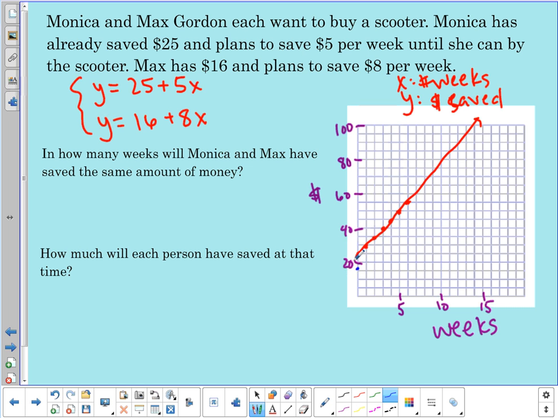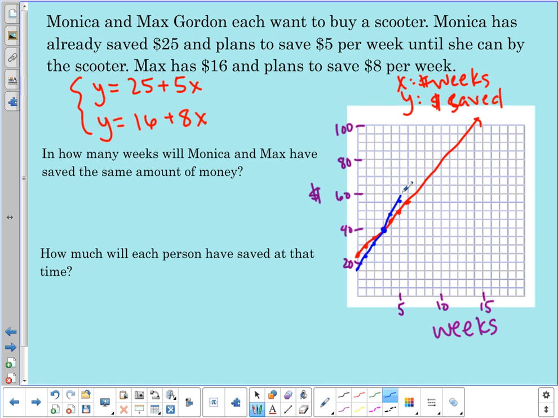And then he goes up 8 and over 1. And up 8 from 16 would be 24. So 24 and over 1 would be right there. Then up 8 again would be 32. So there's 30. 32 and over 1 is right about there. Then up 8 more would be 40 and over 1. Up 8 more would be 48, right about there and over 1. Up 8 more would be 56, right about there and over 1. And there is Max's line.